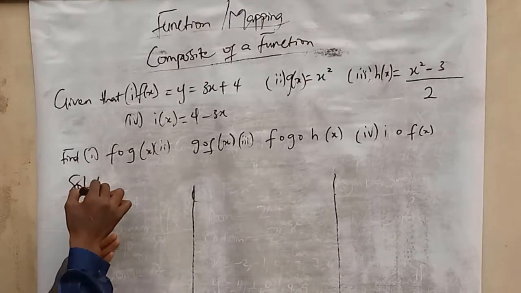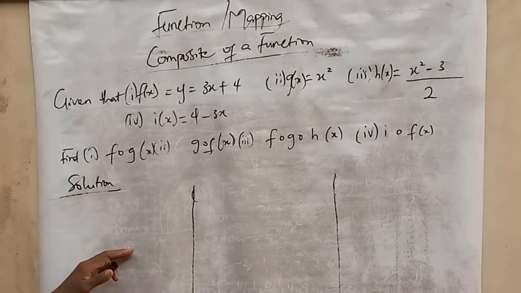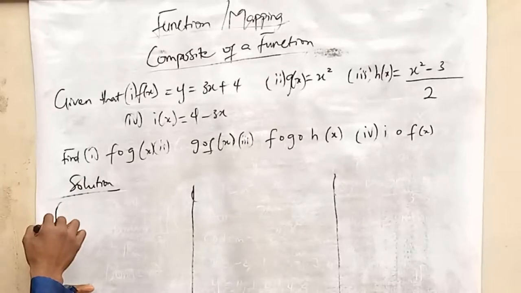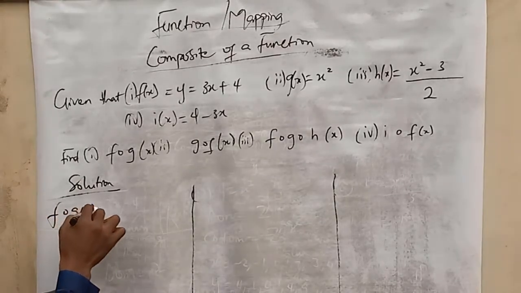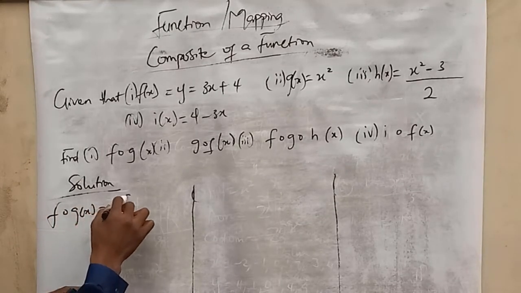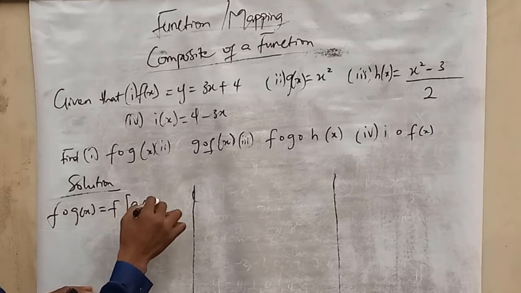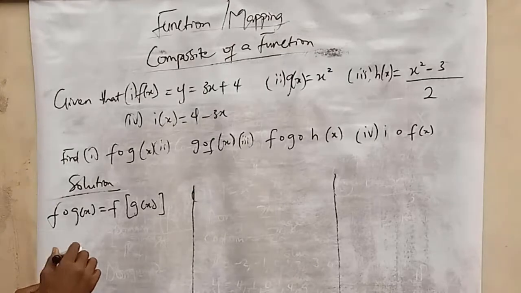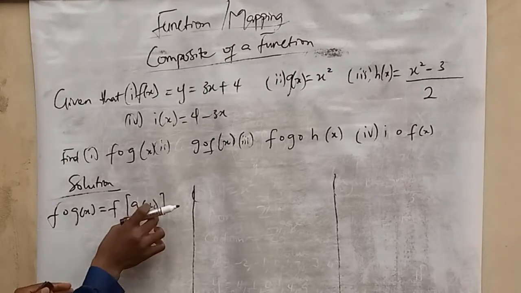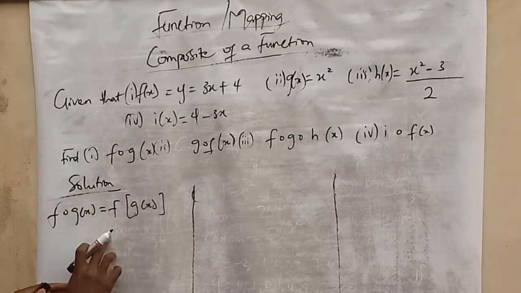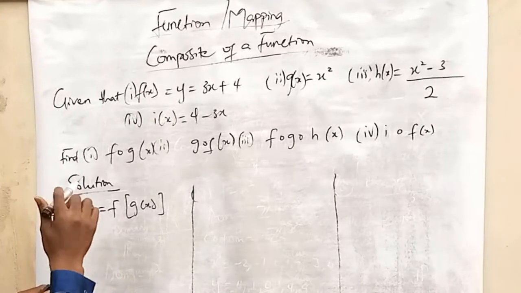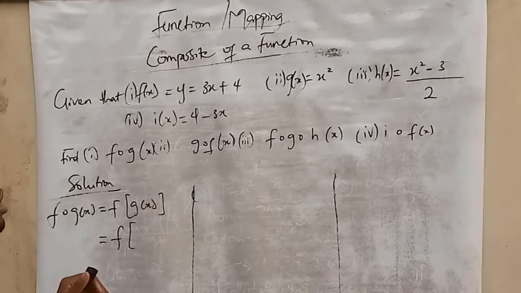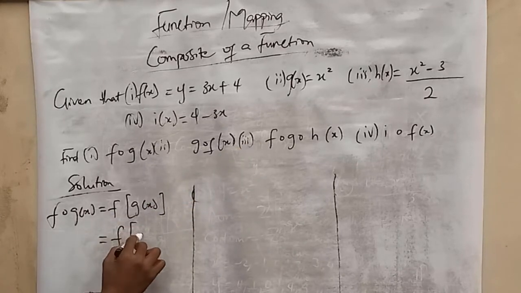Now, how do we solve? Solution. To solve this, for the first question, I'm given f of g of x. Now, f of g of x is the same thing as f into g of x. Which means I'll put my g of x into f of x wherever I see x. So this means I'm going to have f of, what is g of x? g of x is x squared.